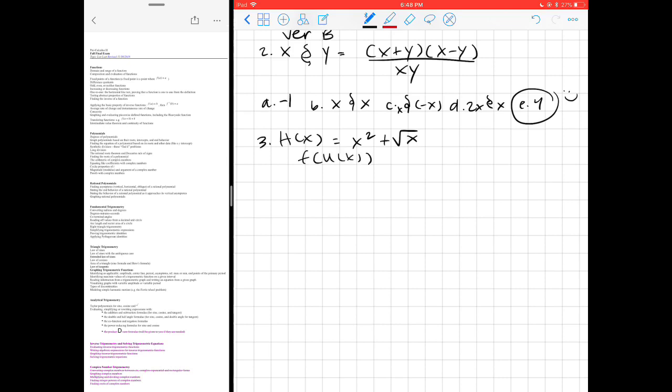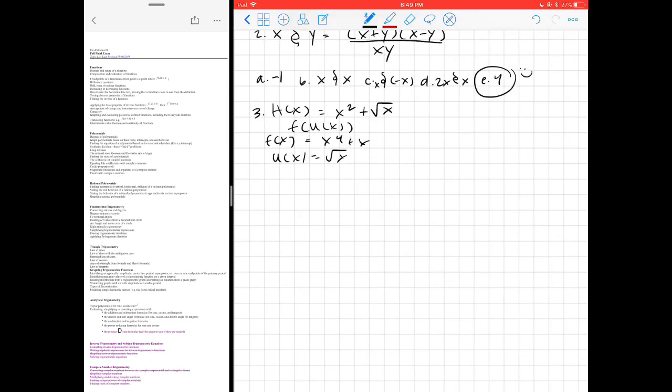Number 3 essentially defines a function for you. In this case, they're using h of x equals x squared plus rad x, and it's basically a composition of functions problem. They're going to ask you to state non-trivial values, and this is pretty much what I got. So essentially, if you plug rad x into x to the power 4 plus x, you'll end up getting what the function of h of x is.